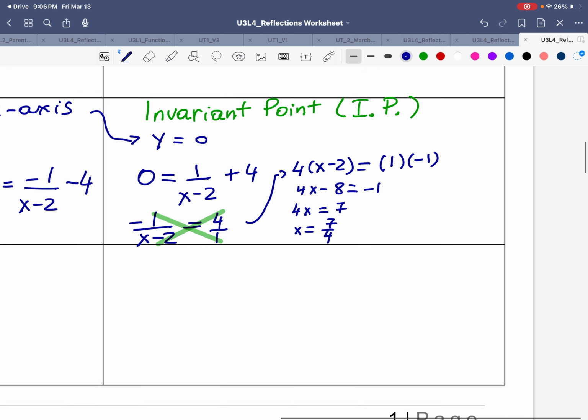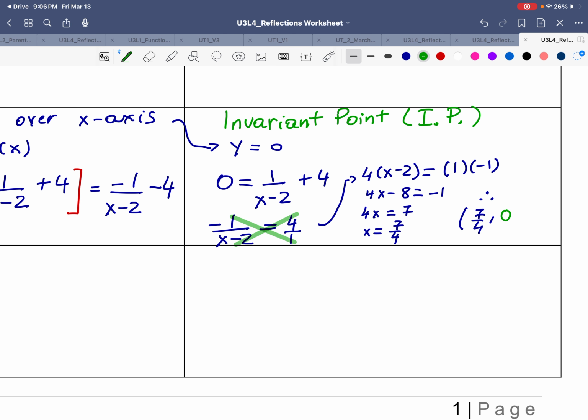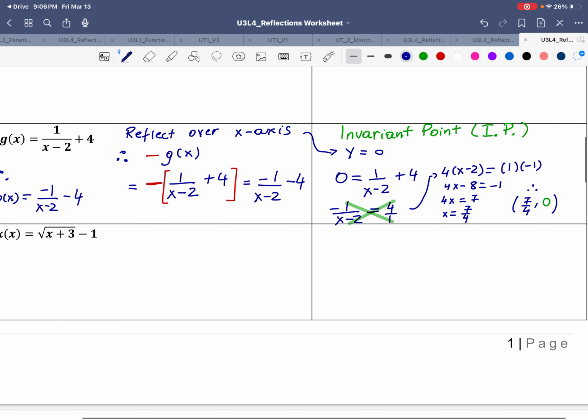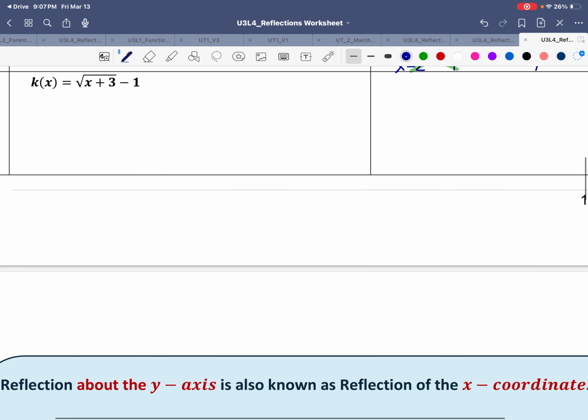So in this case, we found only one invariant point, and this invariant point has x equal to 7 over 4, and we already know that the y-coordinate is 0 because it's a reflection over the x-axis where y is 0. So next we have a square root function. So again, we are reflecting over the x-axis.